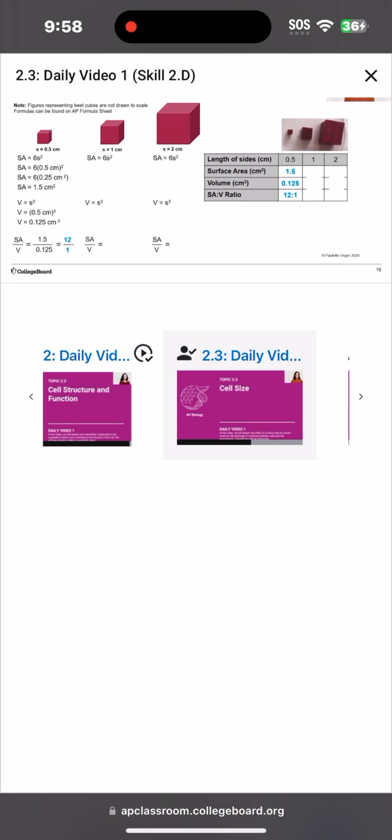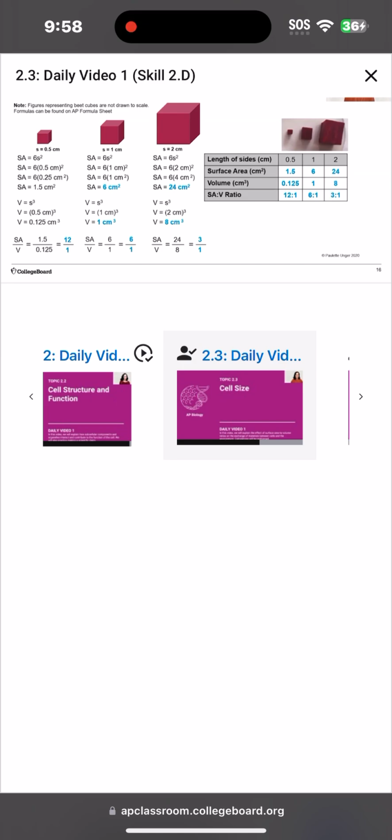For this 1 centimeter cube, the surface area is 6 centimeters squared, and the volume would be 1 centimeter cubed. So when we set up our ratio of surface area to volume, we get 6 to 1 as our ratio for our 1 centimeter cube. For our 2 centimeter cube, you should have gotten a surface area of 24 centimeters squared, and a volume of 8 centimeters cubed. So when we set up our surface area to volume ratio, we get 24:8 or 3:1.